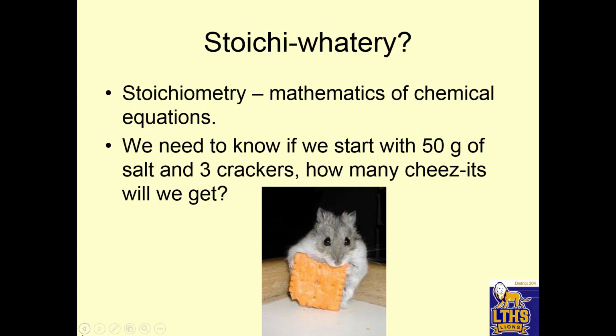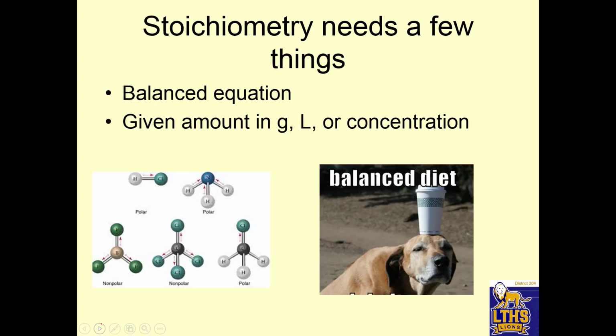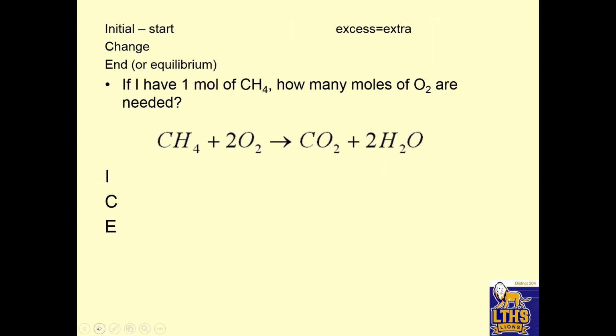So, we need to know if we start with 50 grams of salt and 3 crackers, how many Cheez-Its will we get? Oh, look at the little adorable mouse. So, that's kind of the purpose of it. We want to be able to predict stuff. Stoichiometry needs a few things: a balanced equation, and a given amount in grams, liters, or concentrations. And that's it. So let's take a look at a sample one.